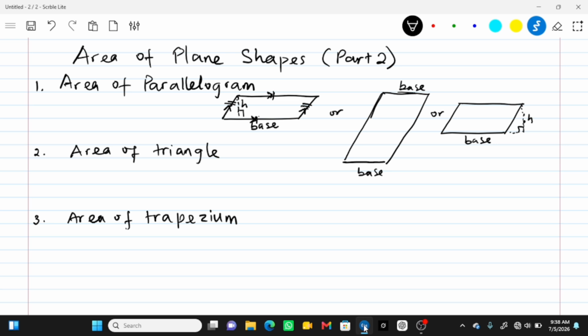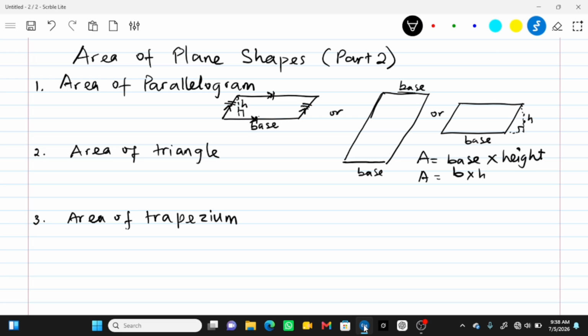So the area of a parallelogram will be what? Base times height. When I say height, this is the perpendicular height.